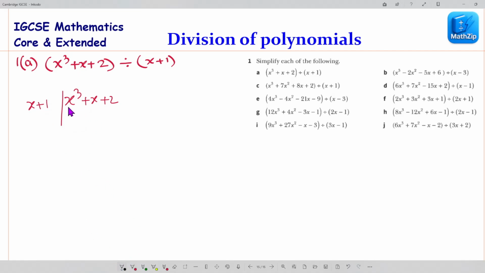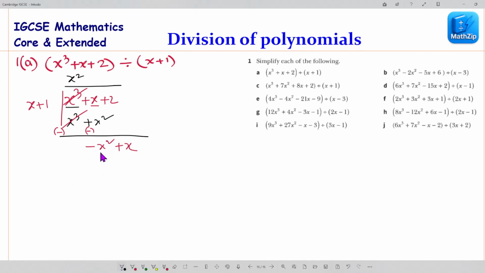So here is the first term, x cube. Once we divide by x, we will get x square. So x square times x cube, x square times 1 plus x square, right? So now we will deduct, minus. So x cube and minus x cube out. So here is minus x square and this one is plus x.